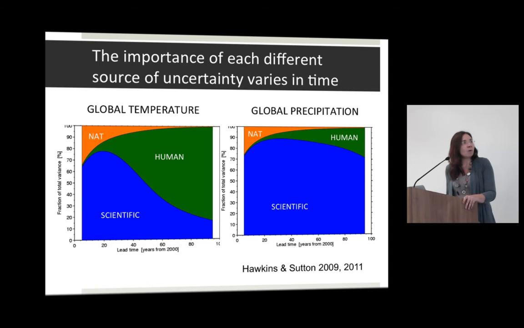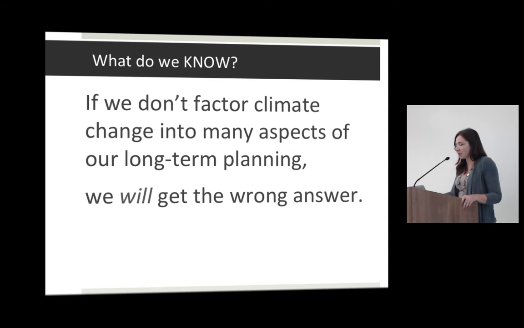So this is all about what we don't know, but here's the one thing that we do know. This is what we know. If we don't factor climate change into our long-term planning, we're going to get the wrong answer. In other words, if we just continue on the status quo, even though the future has a large uncertainty range associated with it, even the bottom edge of that uncertainty range will be above where we were in the past. That's why we need future climate changes.